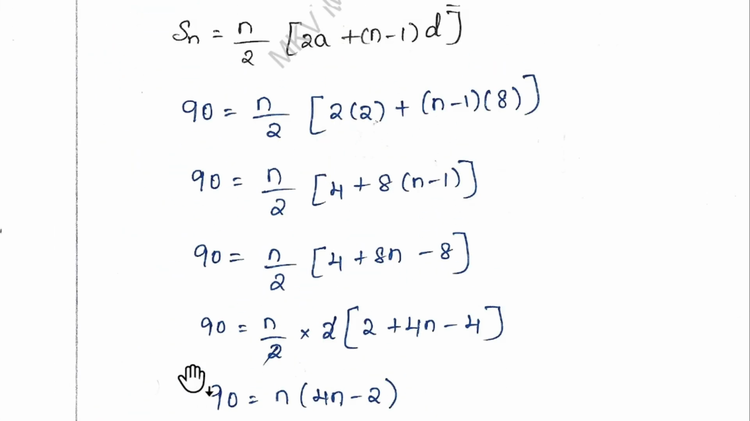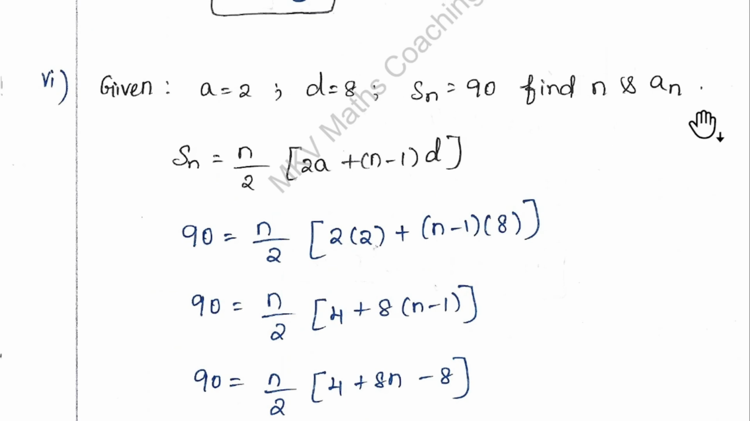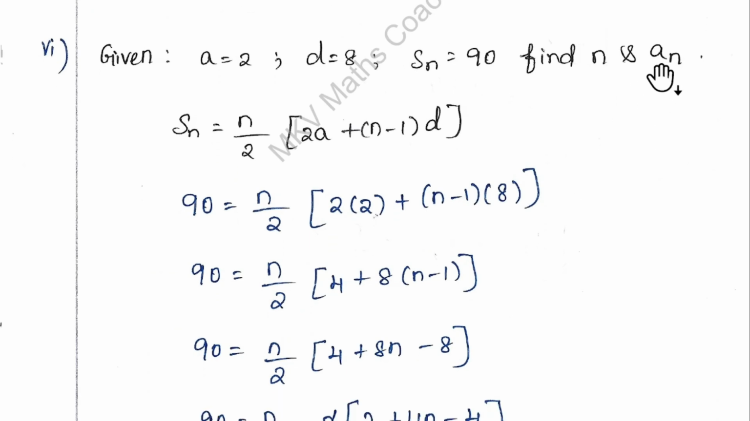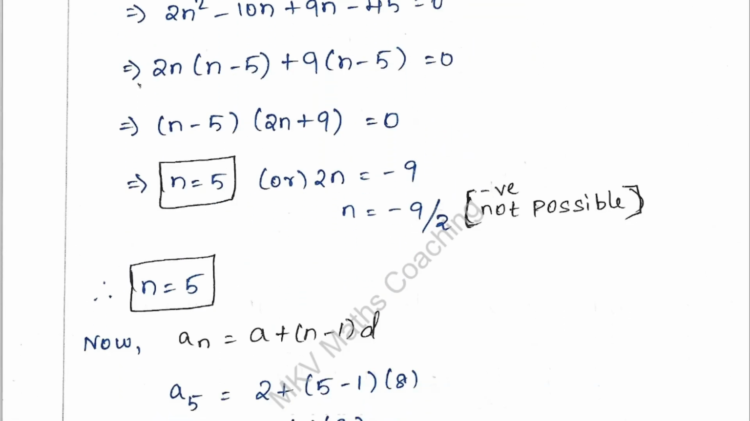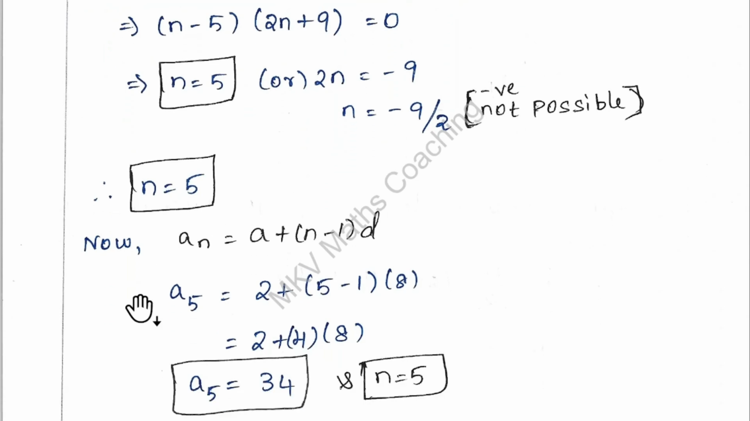After finding n, I need to find what? An. So to find an, we have the exact formula, an equal to a plus n minus 1 into d, right? So you have to use that formula and substitute the known values to get the an. A5 is equal to, a is 2 and n is 5, d is 8. Just substitute it. I'm getting a5 value as 34.